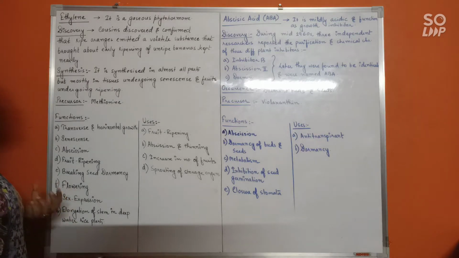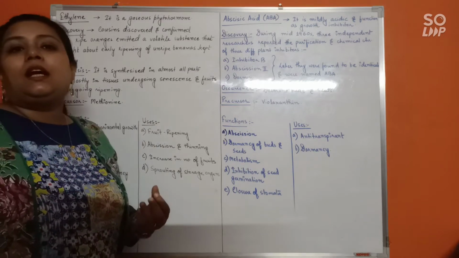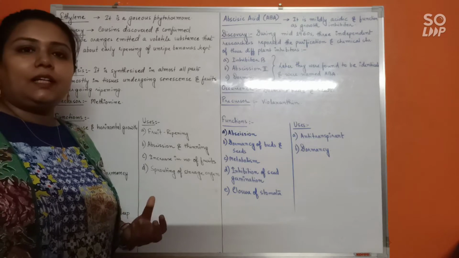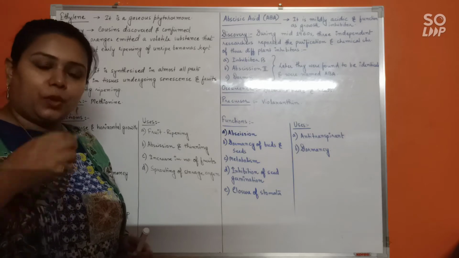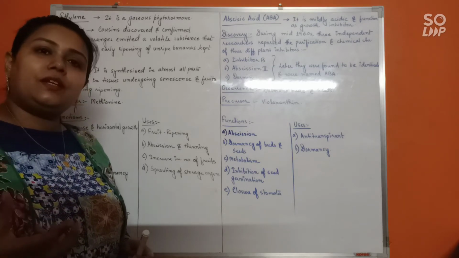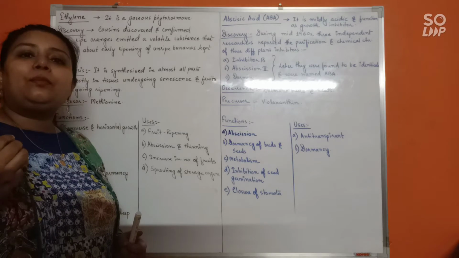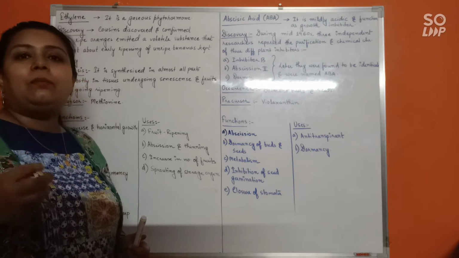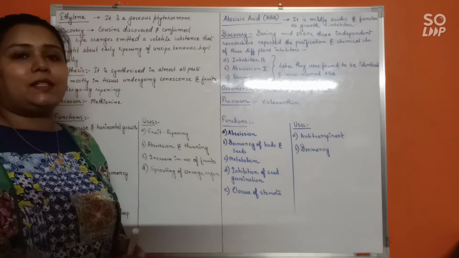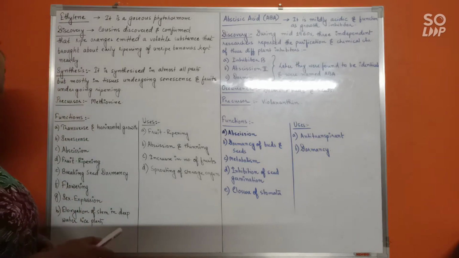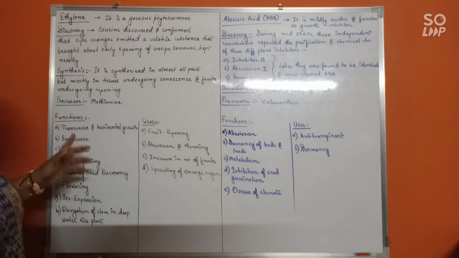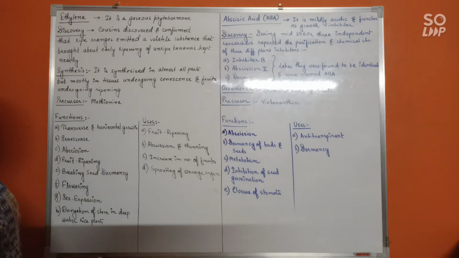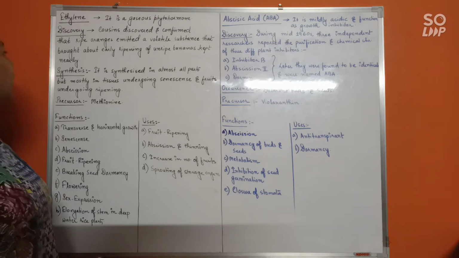Now, the discovery of ethylene is very interesting. Here, Cousins discovered ethylene by chance, or by accident, when he observed that oranges, when they start to ripen, were releasing some volatile substance, in the presence of which the unripe bananas kept nearby also started to ripen. Okay, so just see this. Cousins discovered and confirmed that ripe oranges would emit a volatile substance that brought about early ripening of unripe bananas kept nearby.